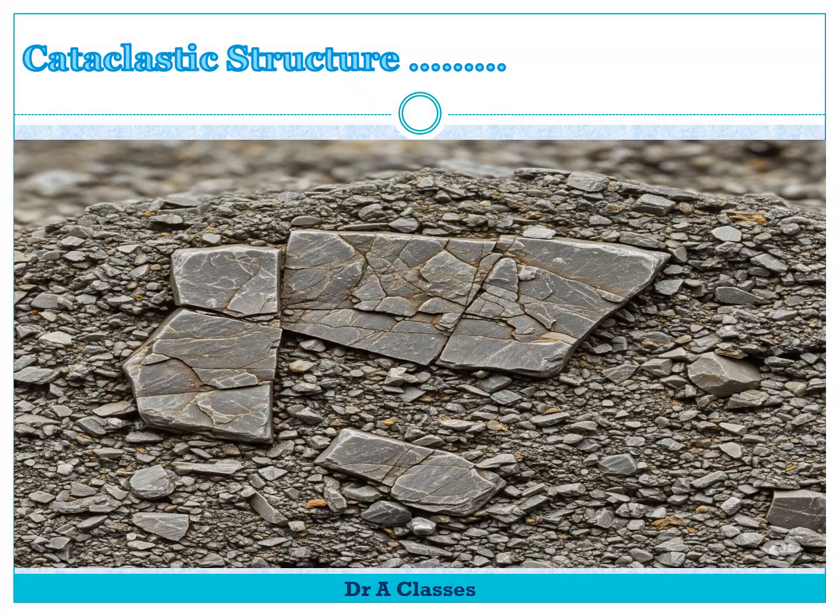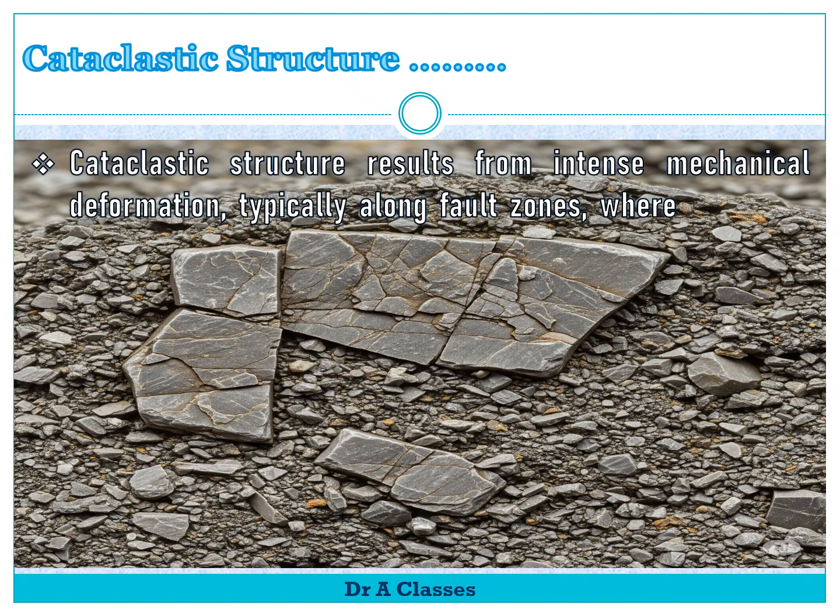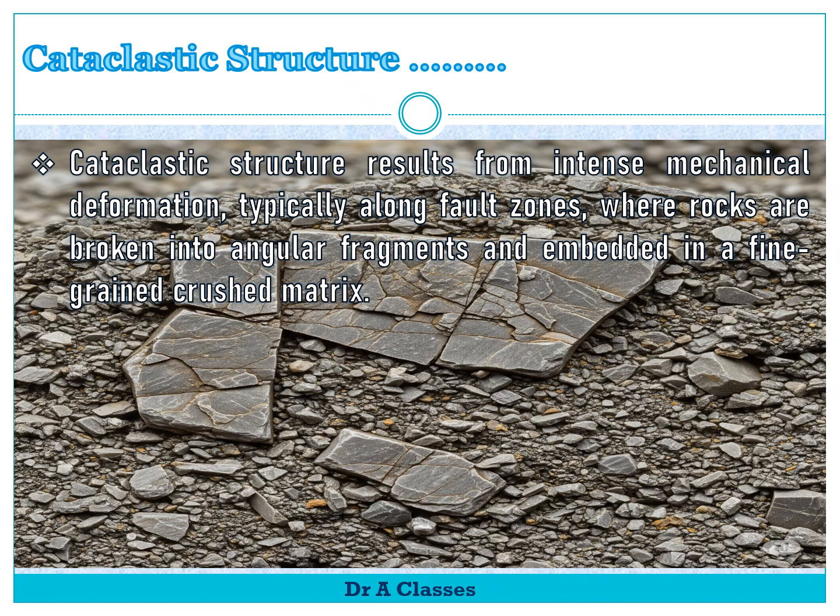Cataclastic structure. The image shows a cataclastic structure characterized by angular rock fragments embedded in a fine-grained crushed matrix. The fractured and broken pieces indicate intense mechanical deformation, with some fragments fitting together like a jigsaw, suggesting brittle failure under high stress. Cataclastic structure results from intense mechanical deformation, typically along fault zones, where rocks are broken into angular fragments and embedded in a fine-grained crushed matrix.